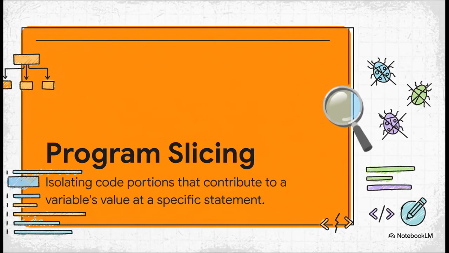And that's where program slicing is an absolute lifesaver. Think of it like a super smart magnifying glass for your code. You tell it, hey, I care about this variable right here on this line of code, and poof, it automatically pulls out only the lines of code that could ever affect that variable's value. It gives you a much smaller, focused slice to work with.